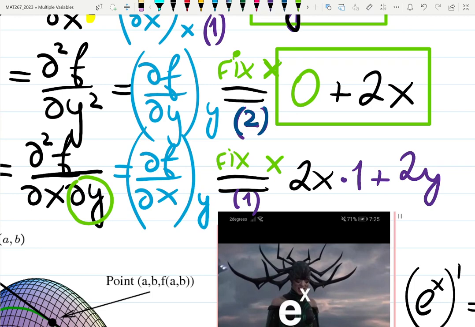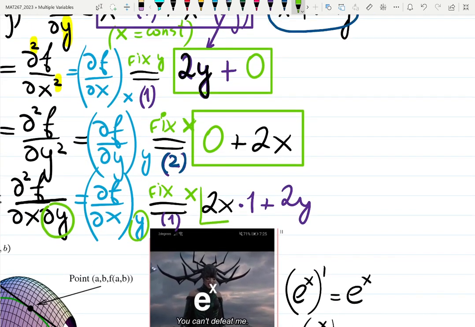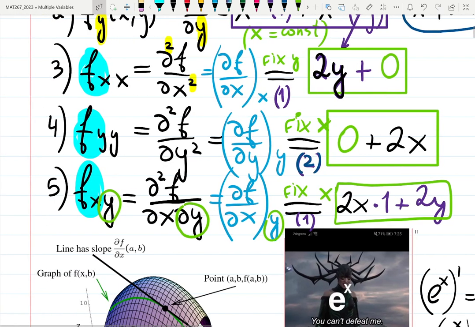Am I done? Yes. 2x plus 2y. 2x plus 2y is the second derivative, and it's called the second mixed derivative.